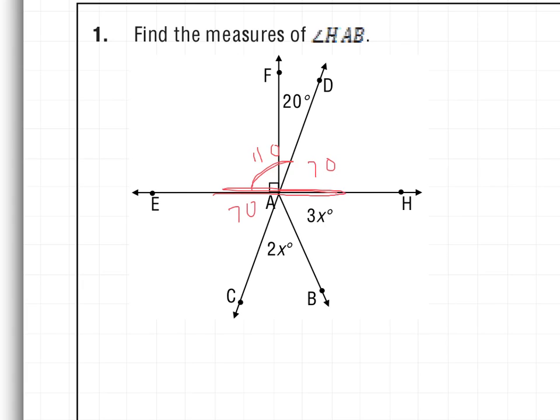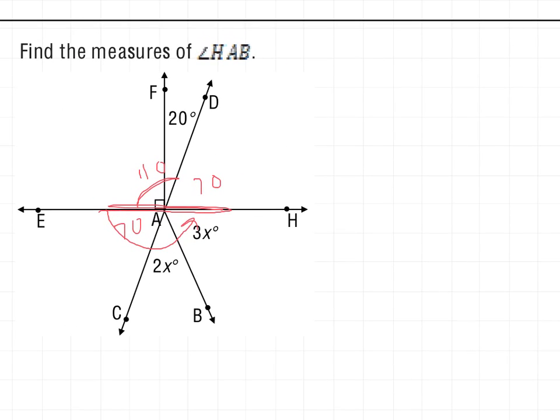And then we can set up the equation using that straight line moving this direction. So I'll go ahead and do it that way. That is not necessarily the only way we could have done it. I'll show you another way here in a second, but let's start with this way. My equation would be 70 plus 2x plus 3x is equal to 180. So 70 plus 5x is equal to 180.